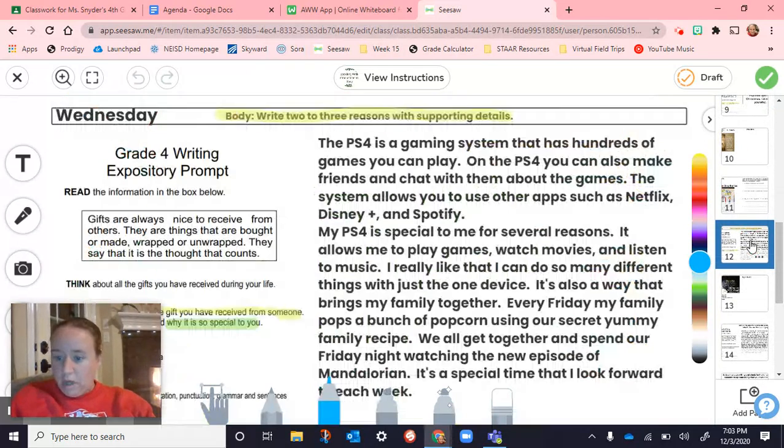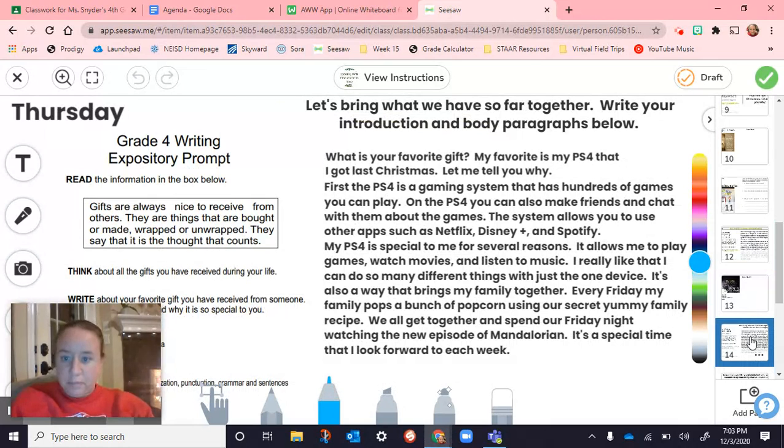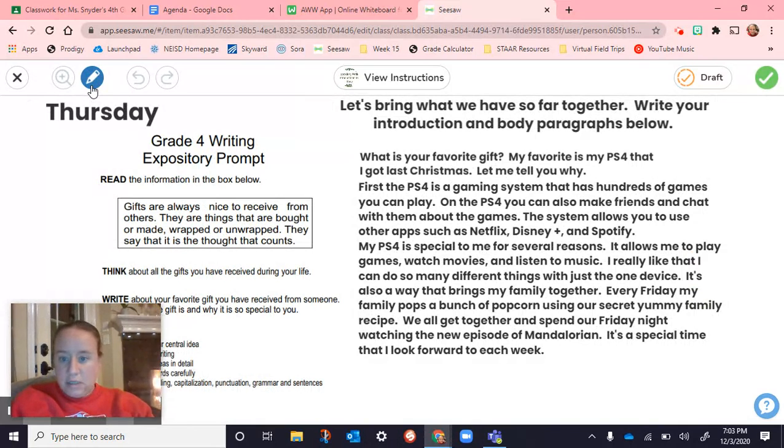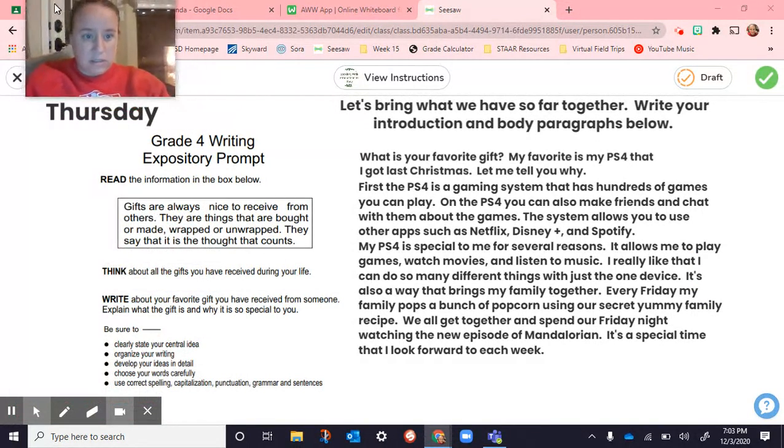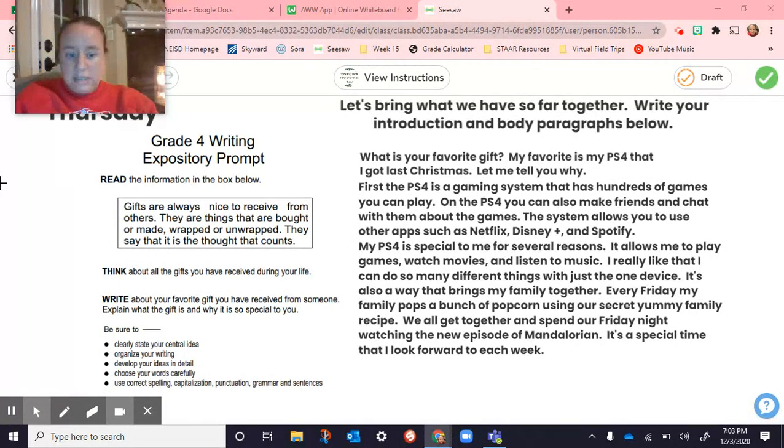All right, here we go. So on page 14, we brought together our introduction and our body paragraphs. We did the introduction, we did the body, and today we pieced them together.